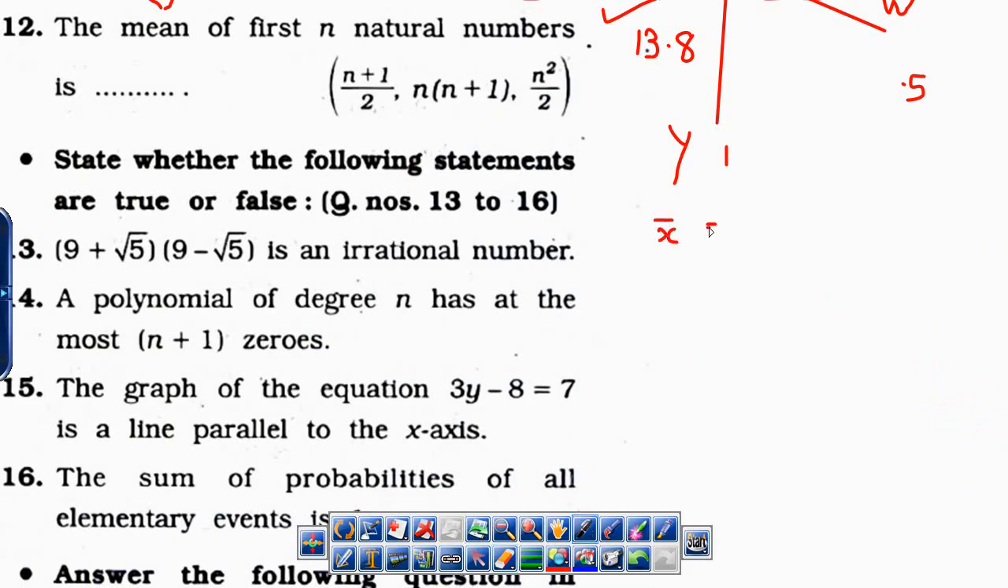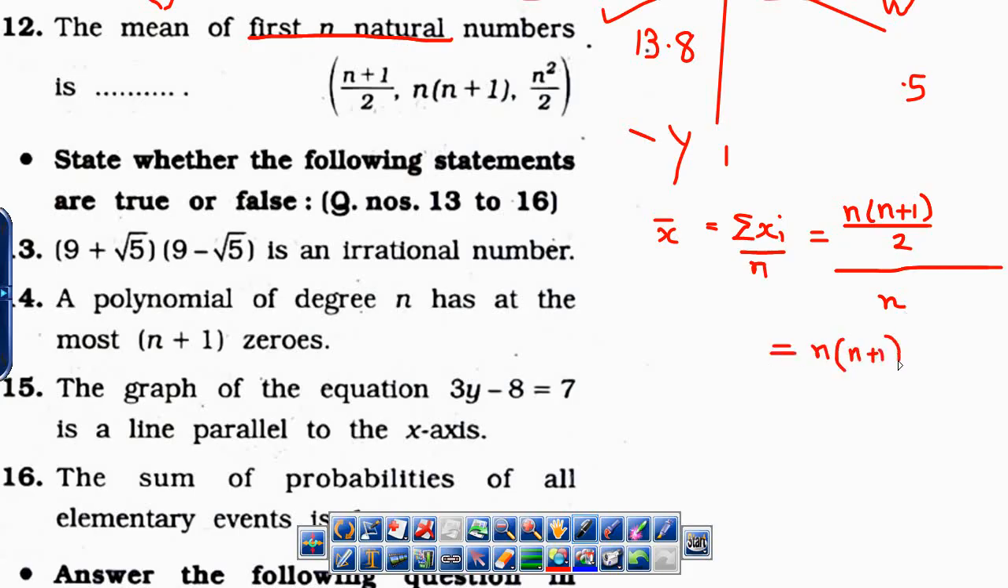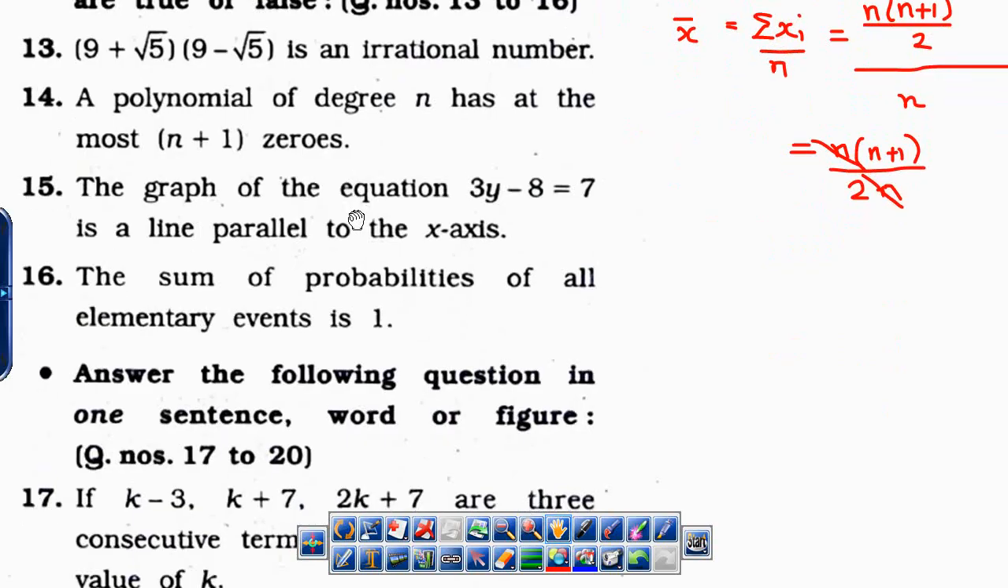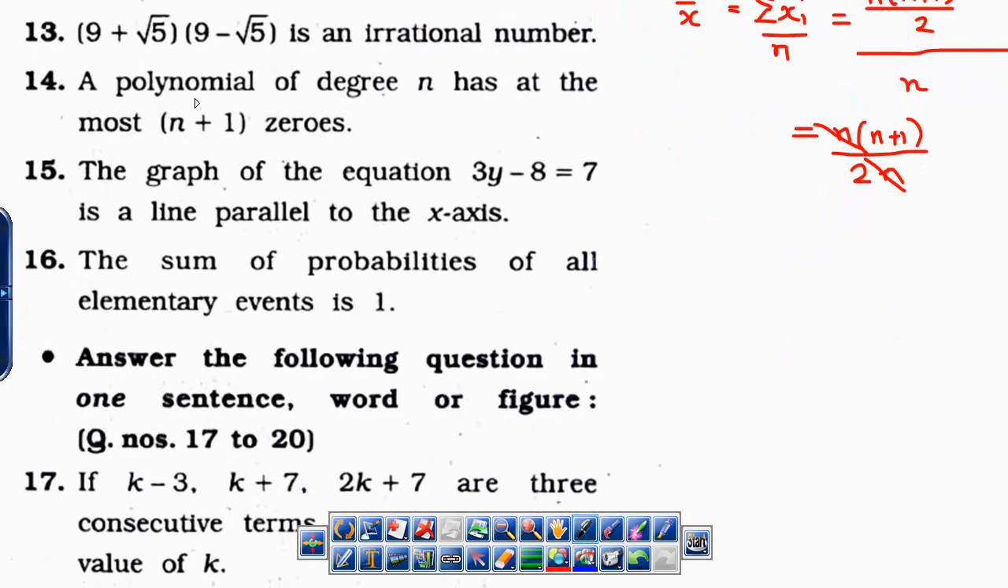Mean is equal to sum of all observations upon number of observations. Here the first n natural numbers are the observations, whose total is n into (n plus 1) by 2. This formula itself has to be learned by heart. Upon n, it becomes n into (n plus 1) upon 2n. n cancels, hence the answer is (n plus 1) by 2, the mean of first n natural numbers. Learn it by heart, so you don't have to waste time calculating it during the board exam.